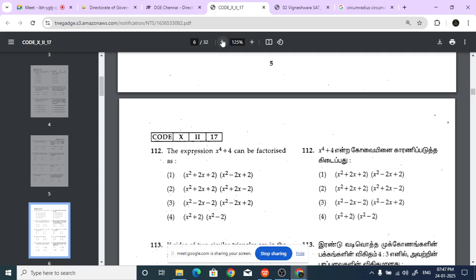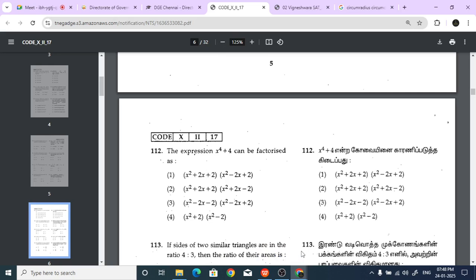In the third one, will you get plus 4 or minus 4? Minus 4. In the fourth one? Minus 4, sir. So which one will be the answer? Which one is giving plus 4 first? First one, sir. You need not even calculate. Sometimes the question will be so easy, you need not even calculate.